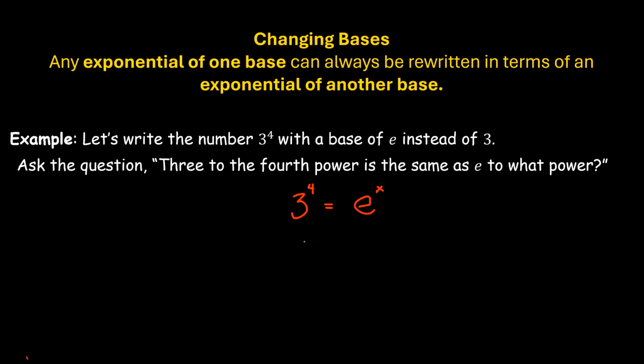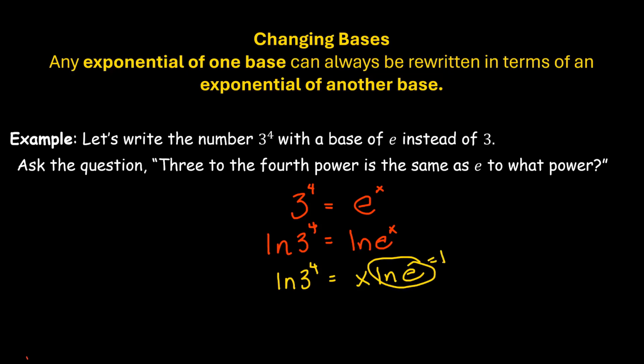And what that thing is going to be, if you take the natural log on both sides. And of course, when you do that, you'll be able to use the power rule on the right side, and you'll have x times the natural log of e over there. And the natural log of e, remember, is just 1. So x times 1 is x. And so x would be the natural log of 3 to the 4th power.